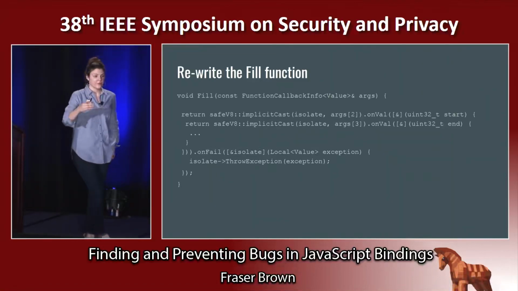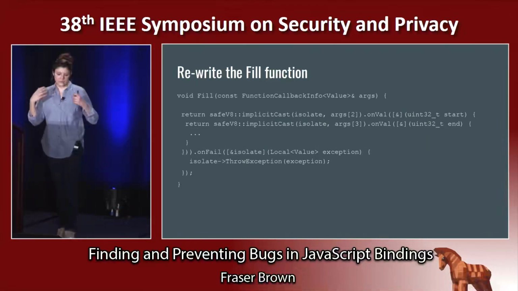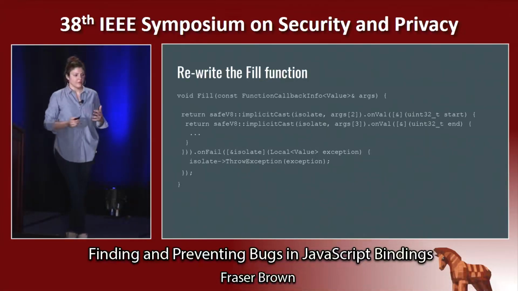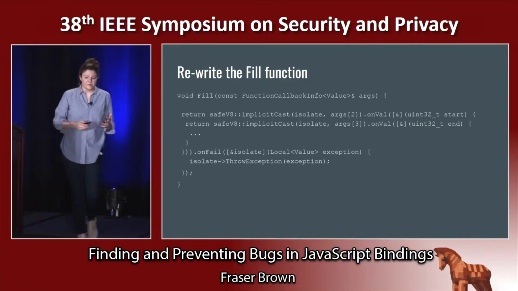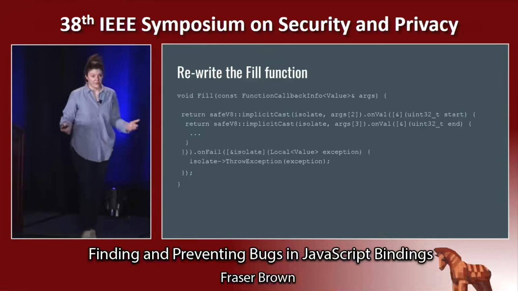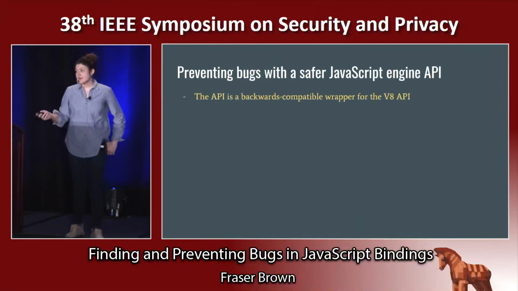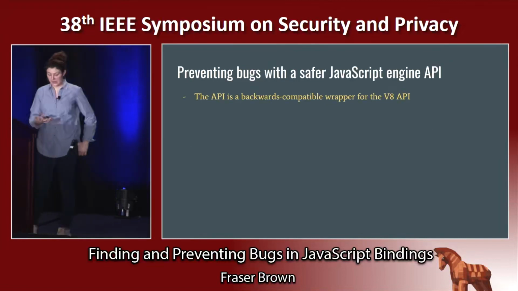I'm not going to walk through how we did it, but I'm just throwing this up here to show you that we were hoping to make C++ that looked a little more like JavaScript, since what we're essentially doing is writing JavaScript with C++ APIs. We implemented the API as a backwards compatible wrapper for V8.